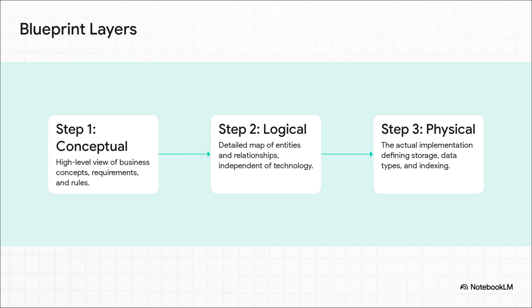Then you have the logical layer. This is like the detailed floor plan. It shows how all the rooms connect, but we're not picking out the kitchen appliances just yet. And finally, the physical layer. That's the detailed engineering schematic the builders use. It spells out the exact materials, the type of foundation, all the nitty-gritty details.